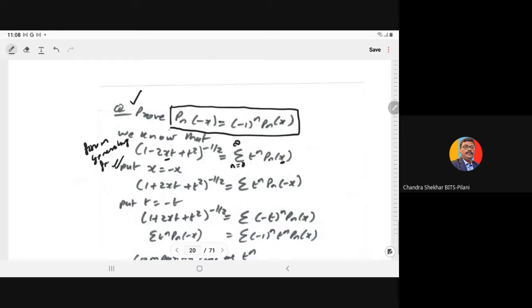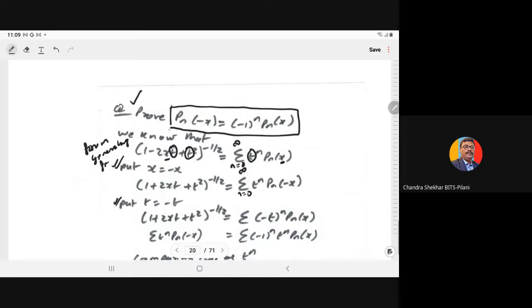So here we have 1 plus 2xt plus t square to power minus half, summation n is equal to 0 to infinity t to power n Pn of minus x. Just you replace x by minus x. Similarly, in the same equation you put t is equal to minus t, means replace t by minus t. So we have 1 plus 2xt plus t square, right? Wherever we have t, just replace t by minus t.